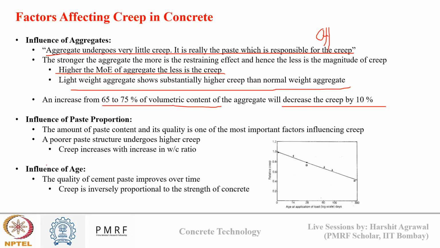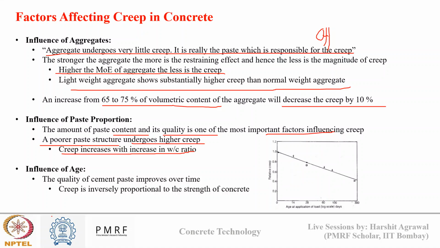Now, after aggregate comes the influence of the paste proportion. As said earlier, the paste is the part in concrete which is creeping. So the amount of paste content and its quality is one of the most important factors influencing creep, since it is the paste only which is creeping. A poorer paste structure will undergo higher creep. So we can say creep increases with an increase in W/C ratio.